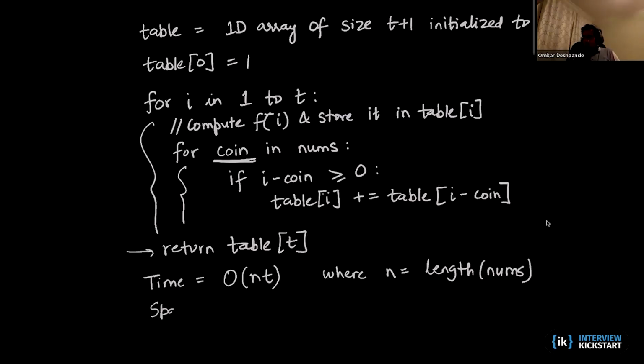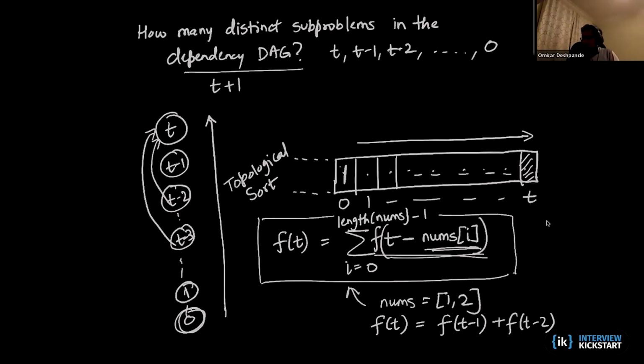The space we have used is order t. This might be optimized depending on how big these coin denomination values are, but let's keep it like this for now. So it's order t plus 1, which is the same as order t.